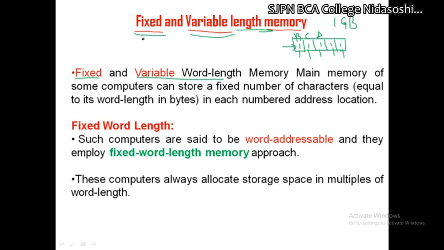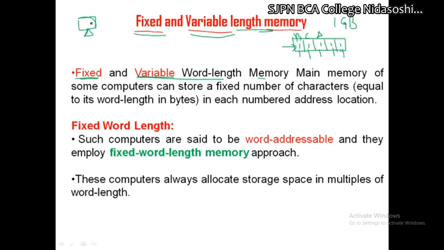See here, there are two types of word length. One is fixed, another one is variable. Main memory of some computers can store a fixed number of characters. See, assume here there is one computer. There are some computers that can store data in their memory only in a fixed word length, with the number of characters equal to its word length in bytes.